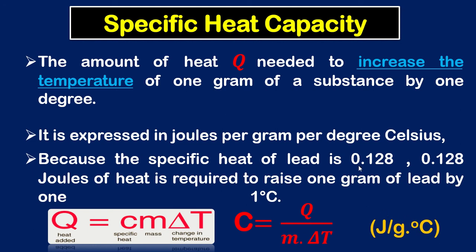Shown here is the specific heat capacity for lead, 0.125 joule, as this is the quantity of heat required to raise the temperature of 1 gram of lead by 1 degree Celsius. Okay, you can see that this quantity is a specific heat capacity.